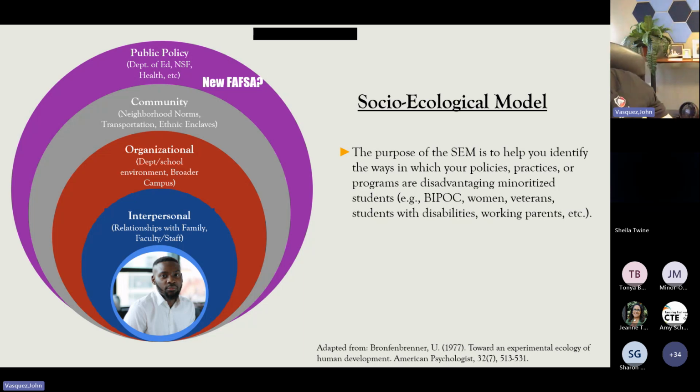Now you add a new piece. I don't know if you all have heard about the new FAFSA and all the issues coming with filling it out, getting it submitted, and getting it done. So you throw in just a policy piece that the university, I don't have any control over whatsoever.